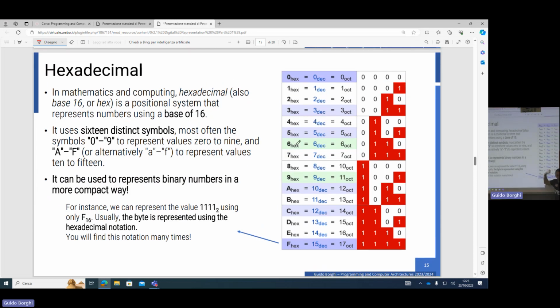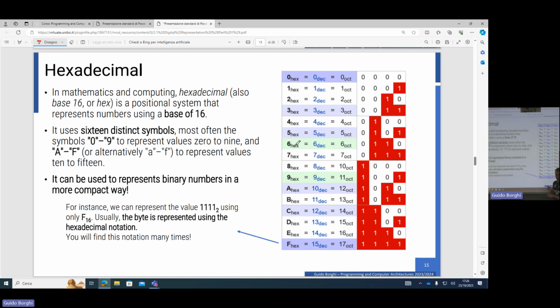Okay, are there questions about octal and hexadecimal representation? So we have seen together decimal positional representation, binary positional representation, octal and hexadecimal positional representation. We have introduced the hexadecimal positional representation since we can use it to express binary numbers in a more compact way. Okay. Positional representation is a very powerful tool from a general point of view.